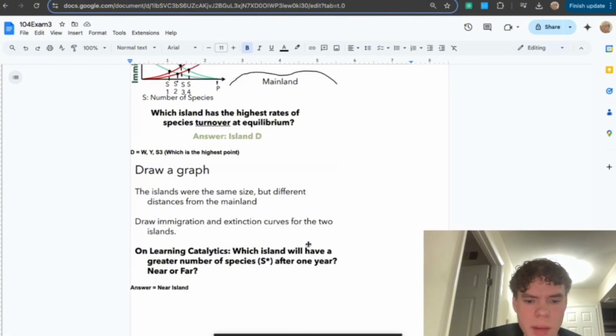Which island will have a greater number of species after 1 year? Near or far island? Near island, because it's going to be closer.